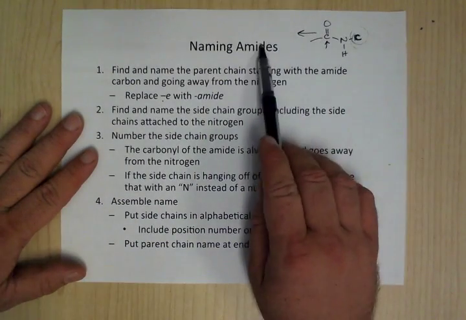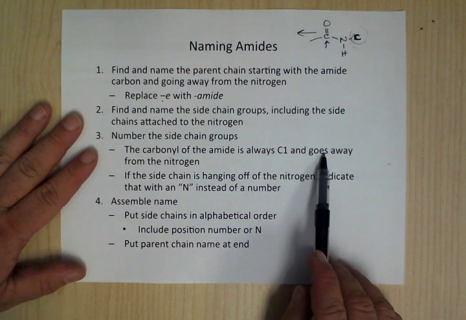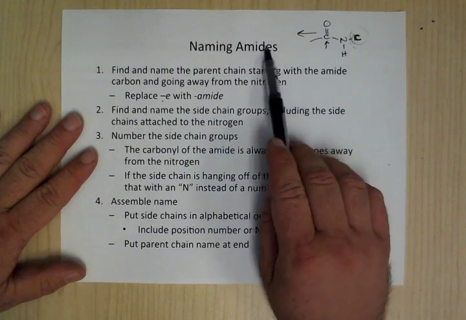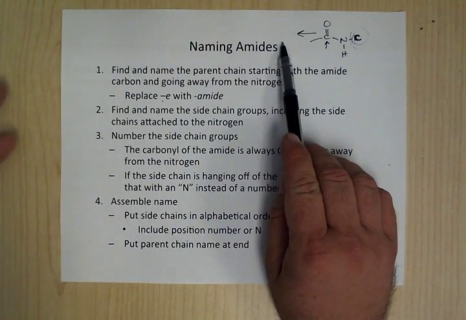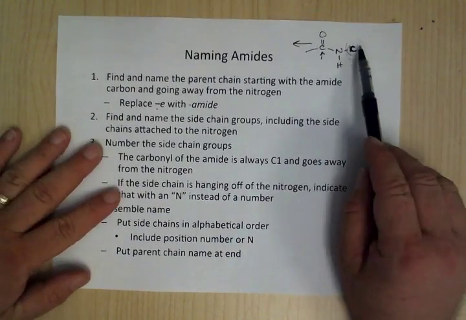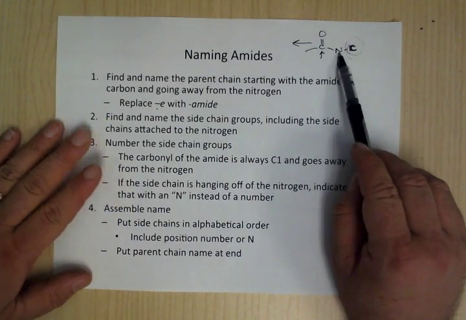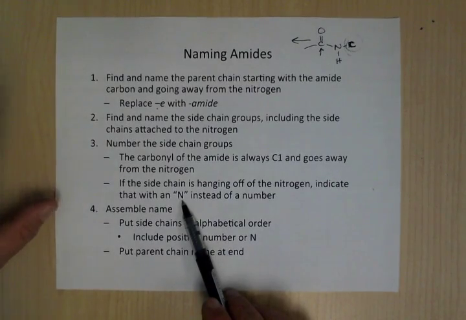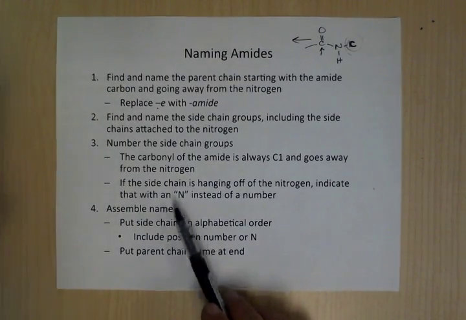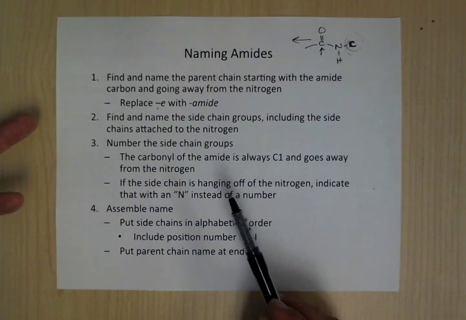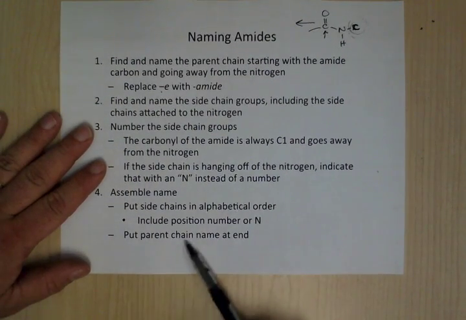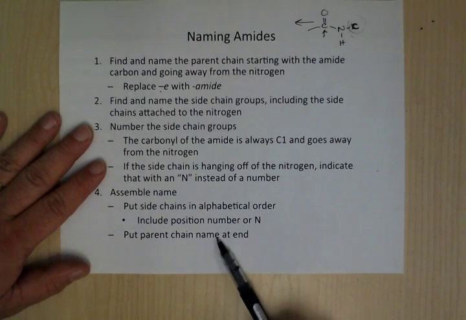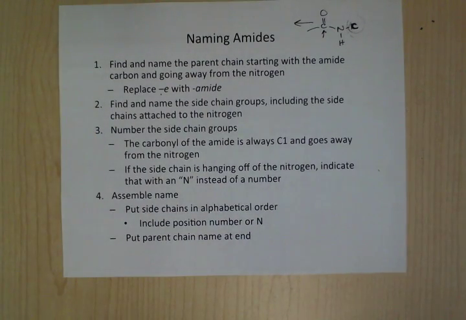Now, if it's on the C double bond O side, you just give it a regular number, and the numbering starts here. So if it's hanging off of carbon 4 over here, it just gets a number 4. If instead the group is hanging off of nitrogen, you give it an N. It's no different than any other number. It just happens to be a letter, but we treat it just like any other number. Now you assemble it as normal, include the position number of the N, and put the parent chain at the end. So, not too bad.